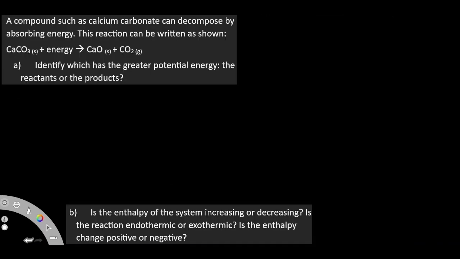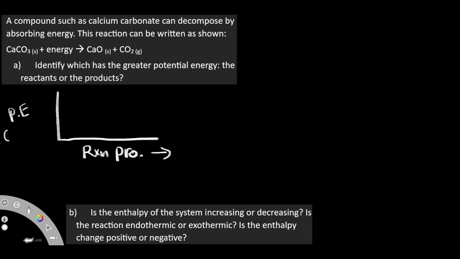All right, let's look at our first question over here. It says a compound such as calcium carbonate can decompose by absorbing energy. This reaction can be written as calcium carbonate yields calcium oxide and carbon dioxide. Identify which has the greater potential energy, the reactants or the products. Well, the best way to do this kind of question is by looking at a potential energy diagram. So again, we have reaction progress here. We have our potential energy in kilojoules going up this way, and we have our CaCO3, so that's right over here, the reactants, and it's going to be taking in energy. So this is endothermic.